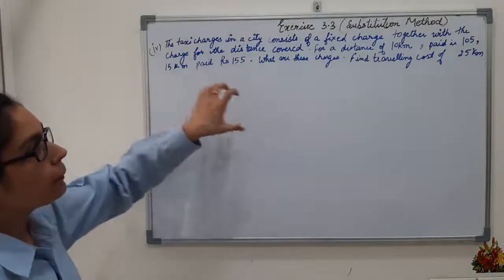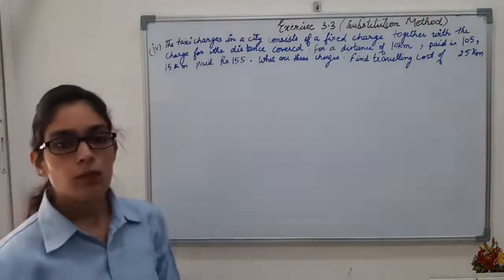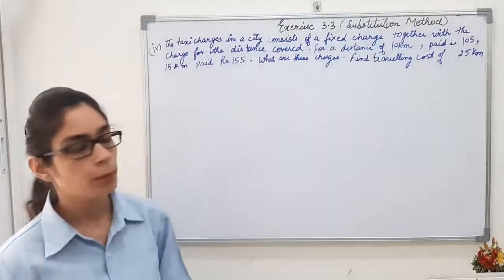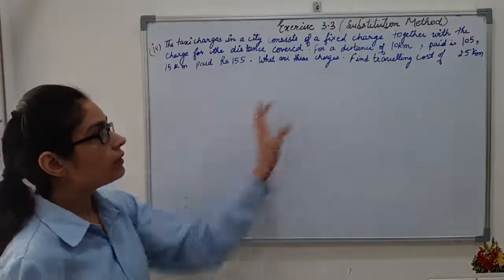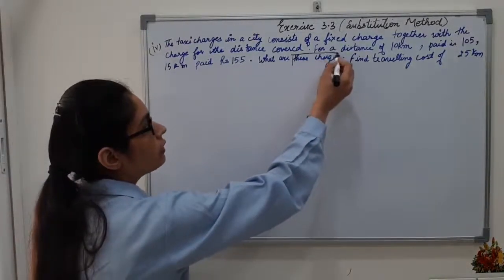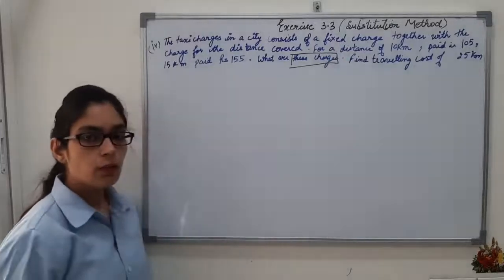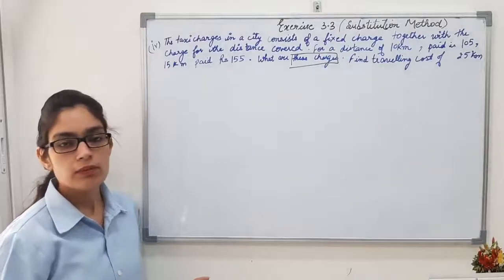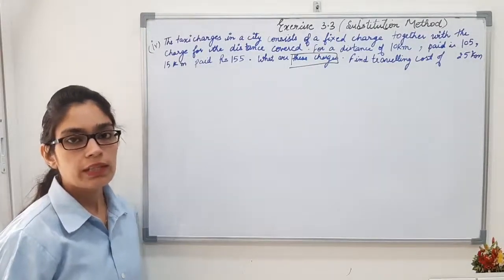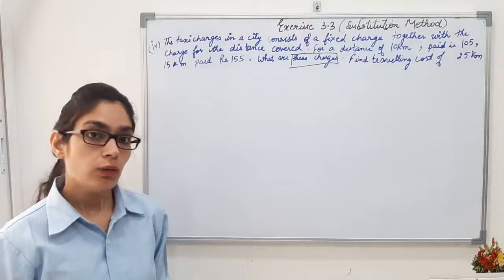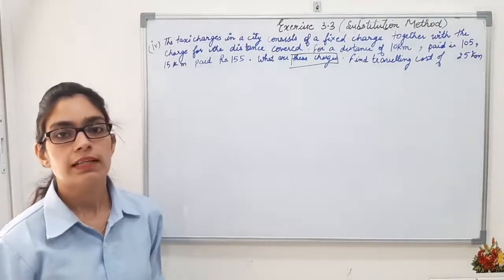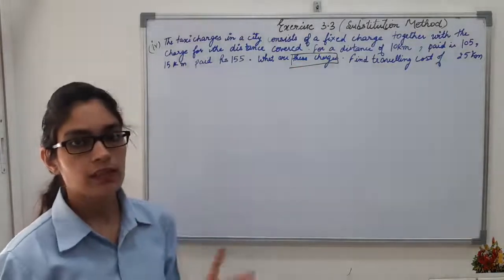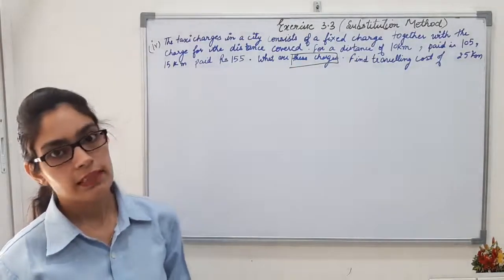Now let's make the equations. Two charges are there: one is the fixed charge and the other is the charge per kilometer. You have to find those charges. In this type of situation, first see what you have to find. Mostly it will be two things, because we are doing linear equations in two variables, and you assume those two things as x and y.